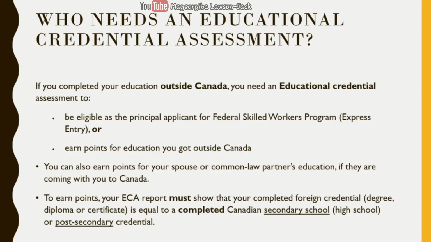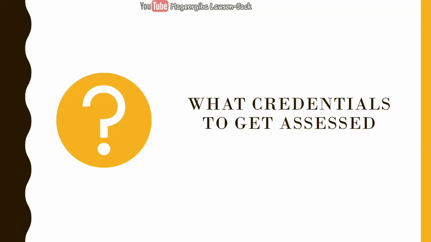If you completed your education outside Canada, you need an Educational Credential Assessment to be eligible as the principal applicant for Federal Skilled Workers Program or earn points for education you got outside Canada. You could also earn points for your spouse or common law partner's education if they are coming with you to Canada. To earn points, your Educational Credential Assessment report must show that your completed foreign credential is equal to a completed Canadian secondary school or post-secondary credential.